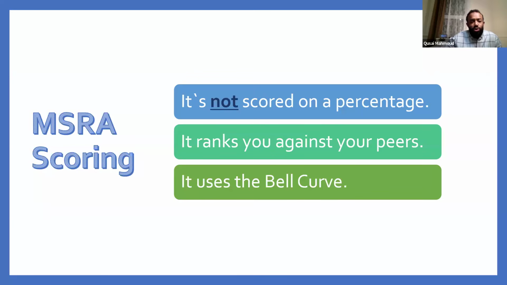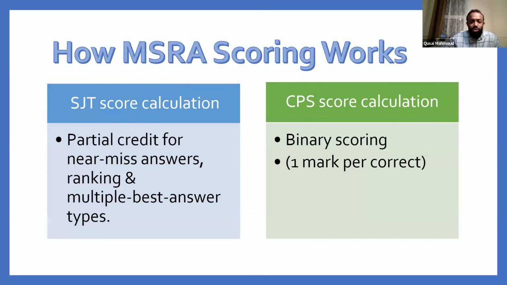Okay, so how do they score you? MSRA is not scored on a percentage, so you are not scoring 90%, 80%, 100%. It's not like that. It ranks you against your peers, the cohort, showing how you did in relation to them, and we will see that. It uses the curve we all know, called the bell curve. Again, if you are talking about the SJT score calculation, there is partial credit for near-miss answers. What does that mean?